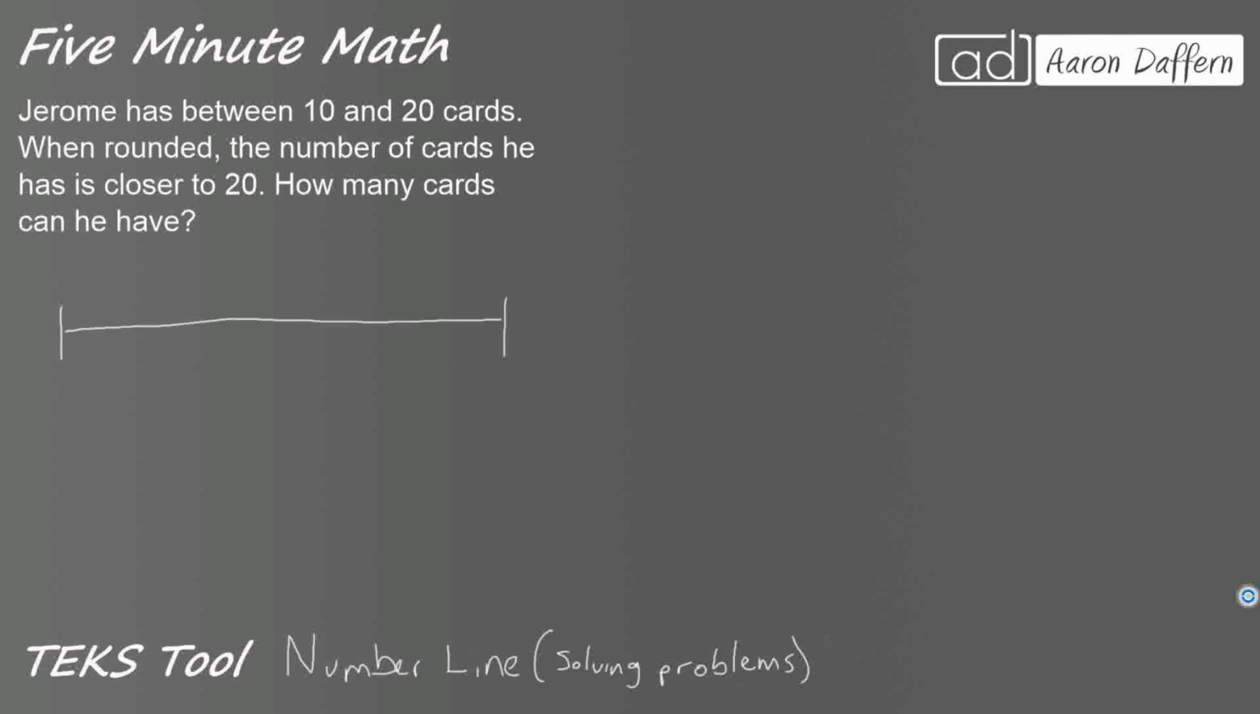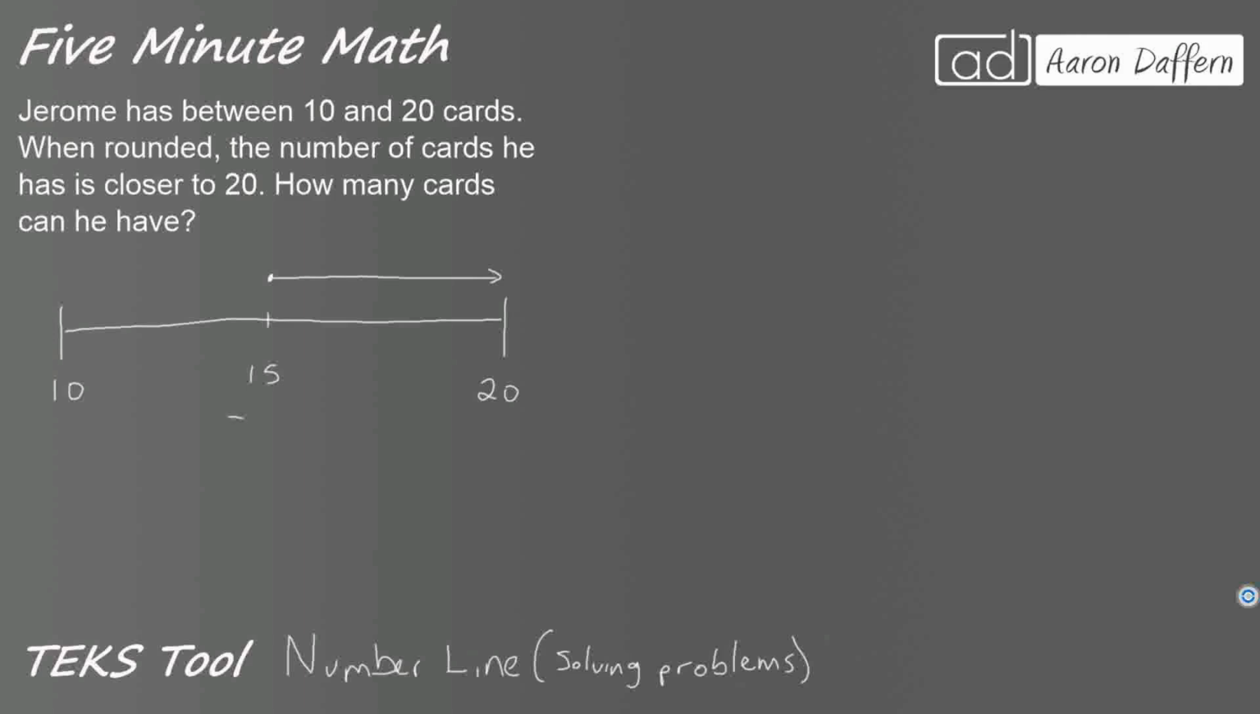When rounded, he has between 10 and 20. So I'm going to draw a number line, but instead of starting at 0, I'm going to start at 10, and my other end is going to be at 20. Now, when we're rounding, we need to have something in the middle, right? So we need to have a benchmark in the middle. So what is halfway between 10 and 20? We would say 15. So anything that is 15 or higher is actually going to round up to 20.